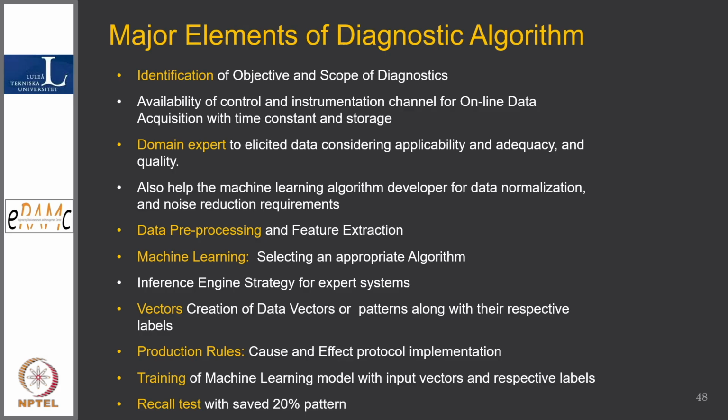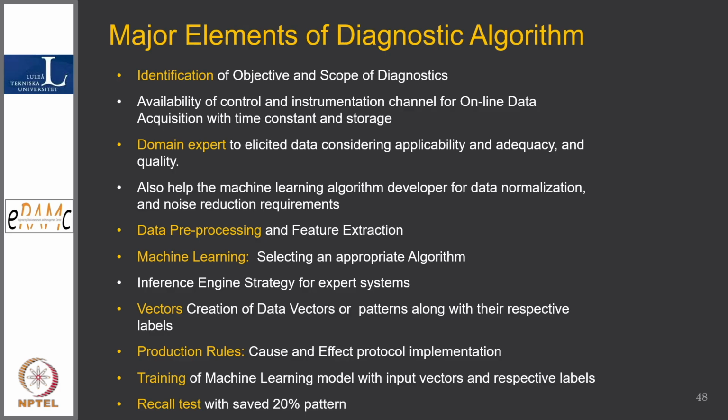Especially for a rule-based approach, there is a strategy called an inference engine: if X is equal to Y, and Y is equal to Z, then the consequence. So making it work in a machine learning model requires an inference engine approach. So we should have a proper inference engine approach, and then training of the machine learning approach.